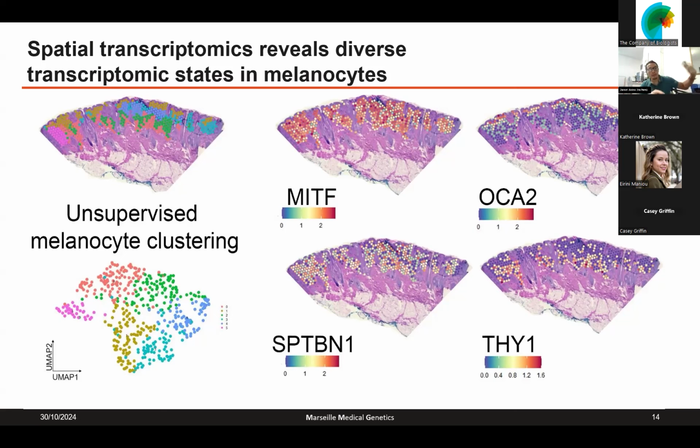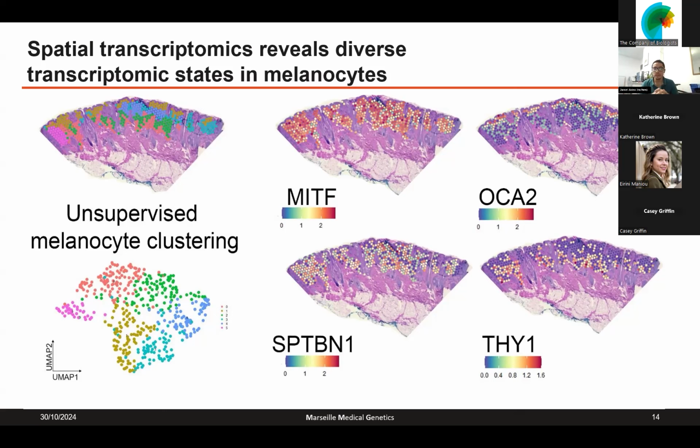Remember, at the beginning I mentioned that in CMN, congenital melanocytic nevus, you have melanocytes that go really deep into the dermis. One question that really fascinates me is whether the melanocytes in close proximity to the epidermis are the same as those deep in the dermis. To address this, we are using this technology. You can see that when we cluster these melanocytes, we already observe transcriptomic differences.